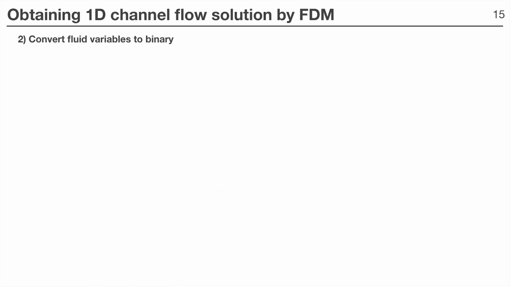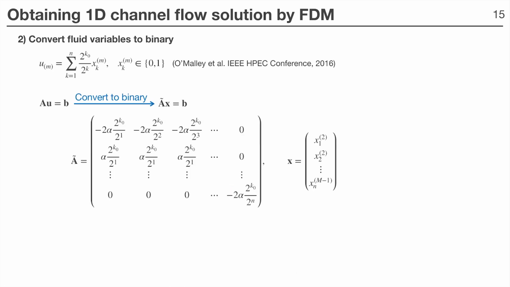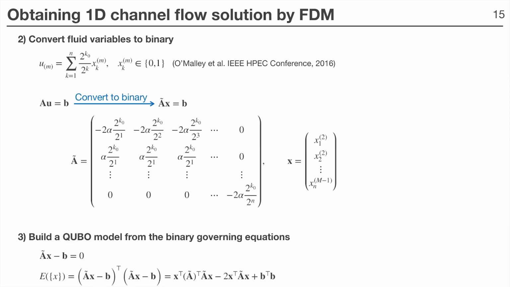Convert fluid variables to binary. This is the second step. Again, we use this conversion, but what we want to get is just a binary number, so you may use a different binary conversion. From AU equals B, we convert to binary, then we can get A tilde X equals B. The A matrix changes to A tilde, but this is just a simple computation, because when you use this conversion, A changes to A tilde due to the change of U to X. X is a binary number, and B is the same.